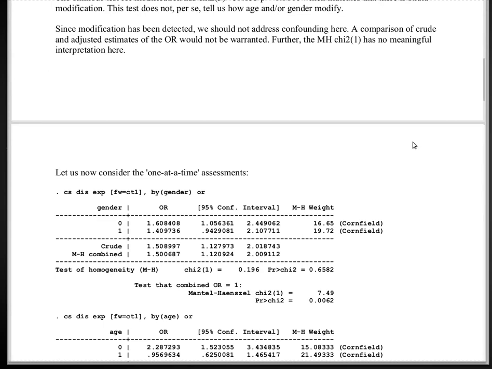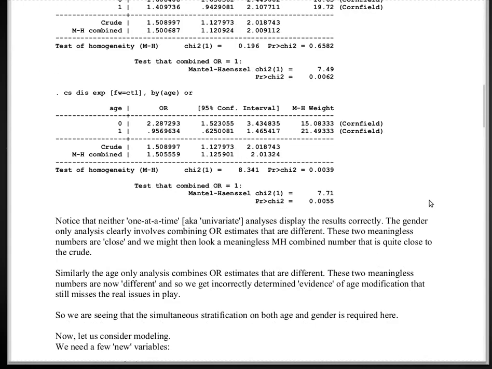And what did we do? We did the 2 one-at-a-time analyses, which we discredited. We saw that both of them involve oversimplifications. Okay. We see that simultaneous stratification on age and gender is needed here. We need both.